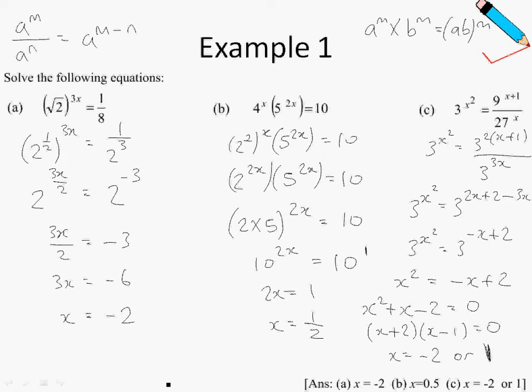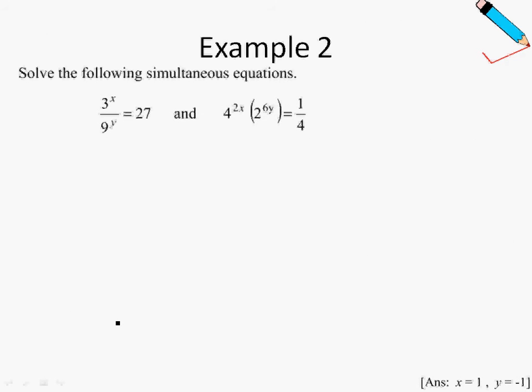Let's move on to example number 2. Example number 2 asks me to solve this pair of simultaneous equations. What I'm going to do over here is first and foremost change to a common base. For the first equation, I'll have this. 9 is just 3 squared to the power y, so I get 3 to the power 2y. 27 is 3 to the power 3. On the left hand side, I am applying this law.